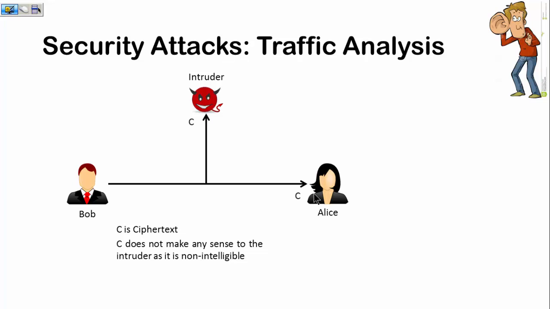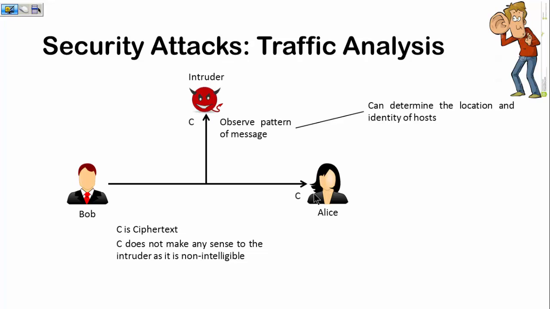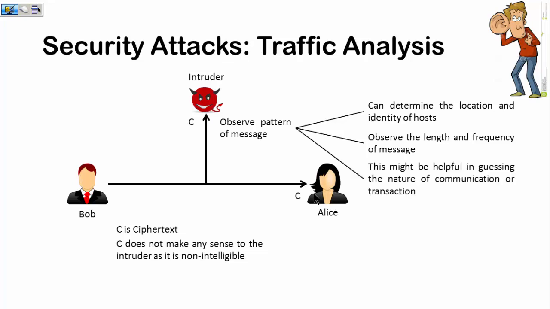But still there is a flaw in this. The flaw is that the intruder starts observing the pattern of the messages being exchanged, and based on that it can determine the location and the identity of the host. It can also determine the frequency and the length of the messages being exchanged, and based on such information it may have an idea of what kind of communication or transaction is taking place. Is it a bank transaction, and what is the frequency of those transactions? So accordingly the intruder may get certain ideas, right?